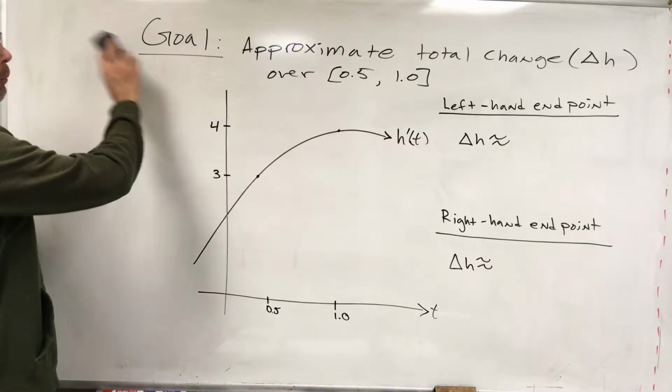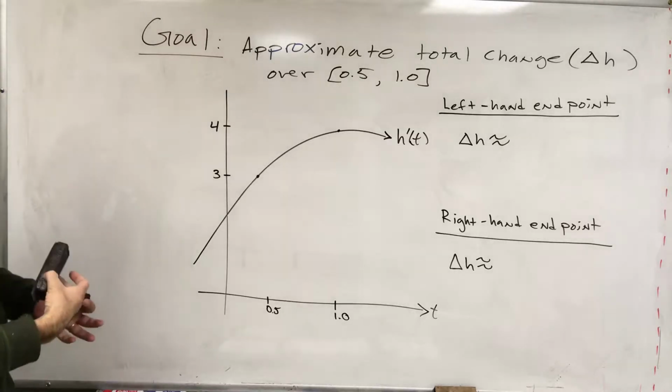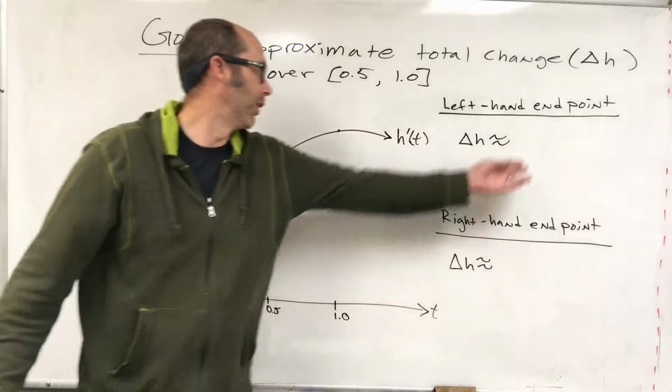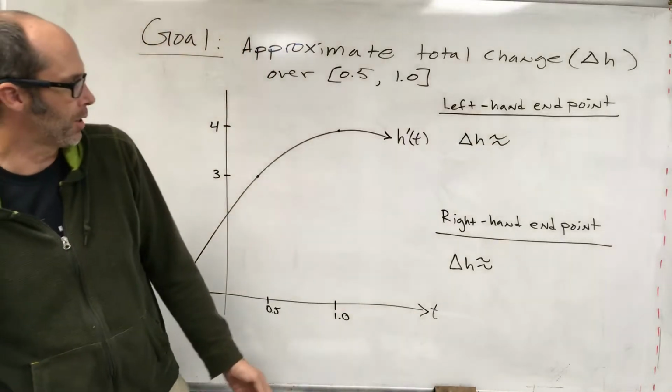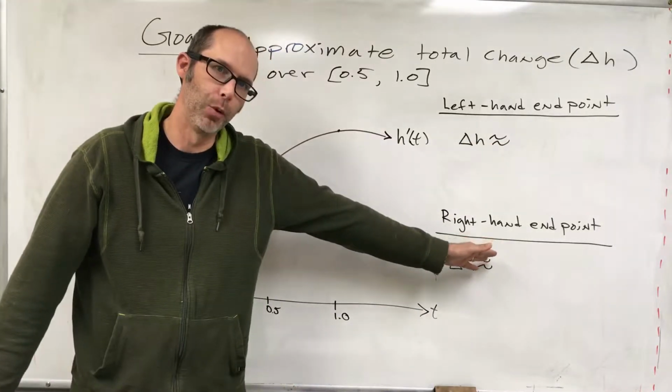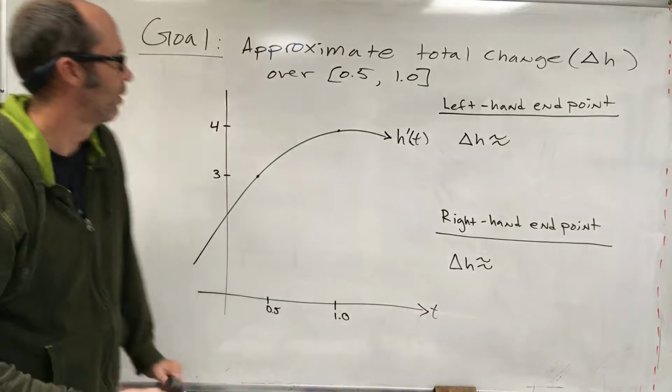So that's what we want to do. We want to approximate this total change. We can approximate it using a left-hand endpoint approximation, or we can approximate it using a right-hand endpoint approximation.